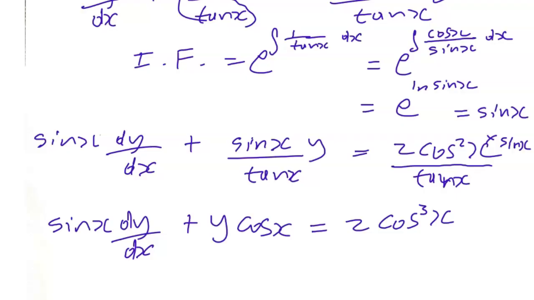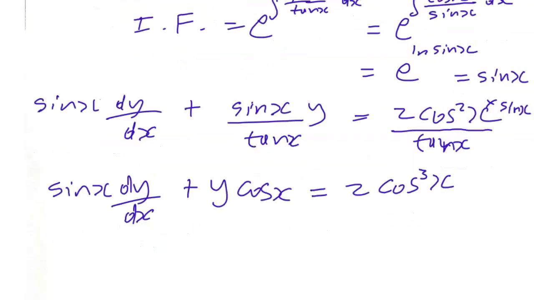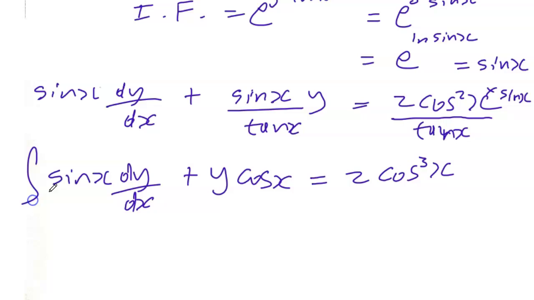So we can now integrate both sides with respect to x. Integrating the left hand side, we're left with y times the integrating factor of sin x, equal to the integral of 2 cos cube x dx.